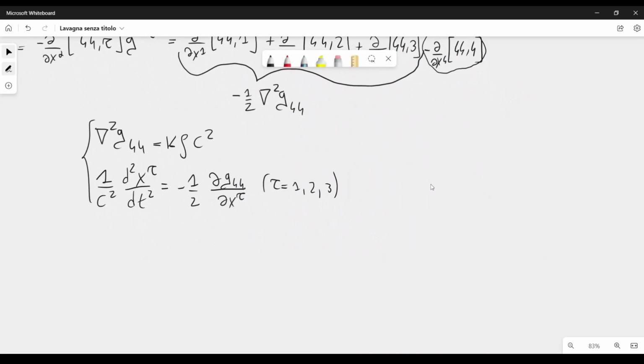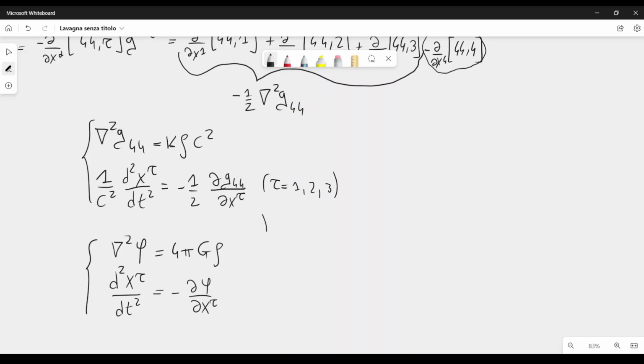According to Newton, we can write these equations, Newtonian physics, in this manner. We have the Laplacian of a scalar field phi, which is equal to 4 pi G rho, and we also have the equation d squared x tau, where tau can be either 1, 2, or 3, dt squared equal to minus the gradient of the field phi, d phi over dx tau.